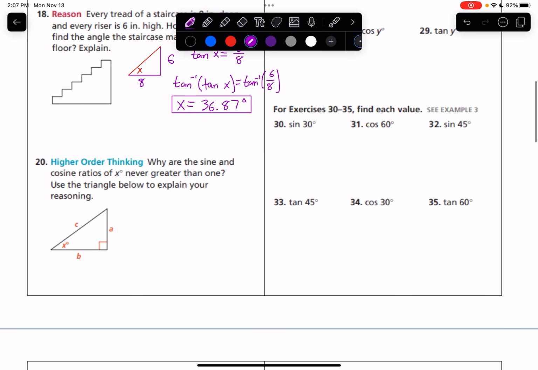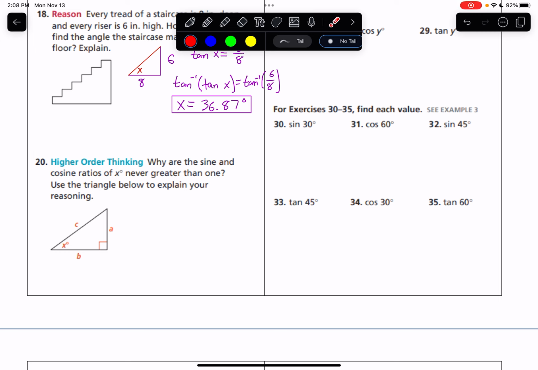Number 20, why are the sine and cosine ratios of x never greater than 1? Use the triangle below to explain your reasoning. The main reason is that in a right triangle, the hypotenuse is always the longest side. If we're standing on angle x and doing the sine, or the opposite over the hypotenuse, we're doing a smaller number divided by a larger number. If we're doing the cosine, we're going to stand here, doing a smaller number b divided by a larger number c.